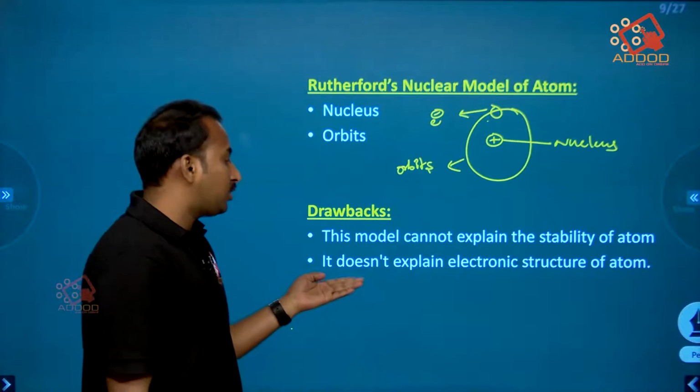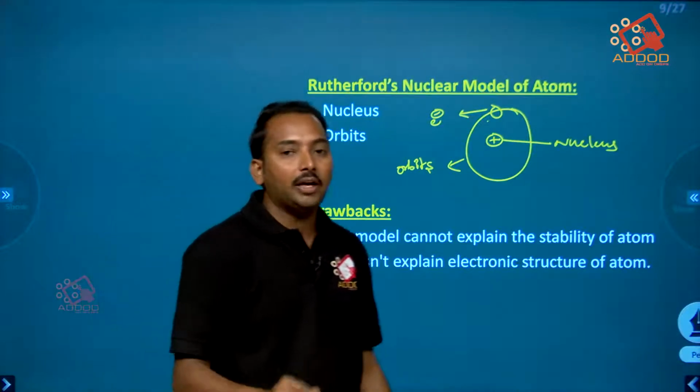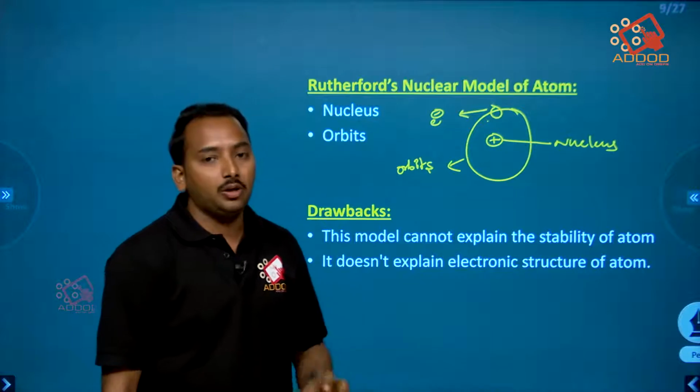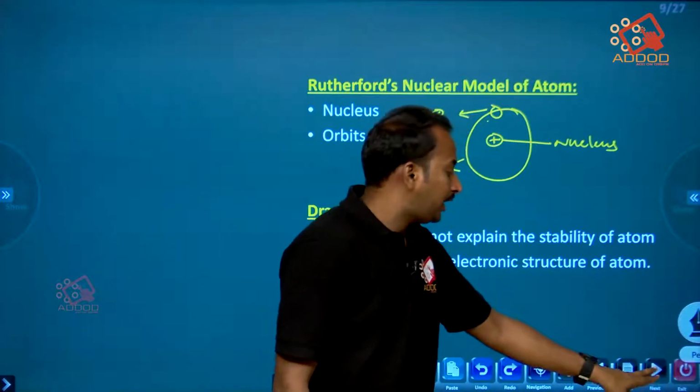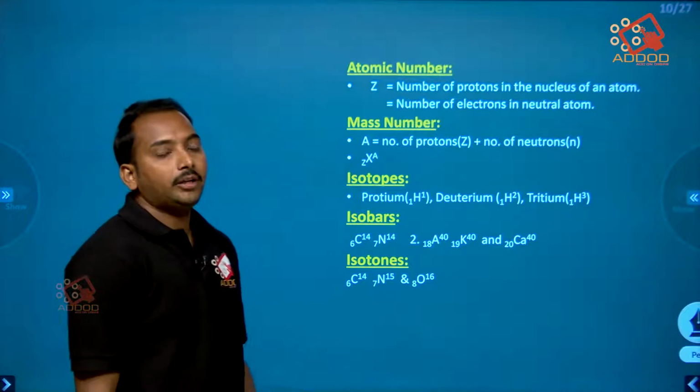And next, he does not explain the electronic structure of the atom, how to arrange the electrons in the atom. These are the drawbacks of the Rutherford model. And the next concept is atomic number.